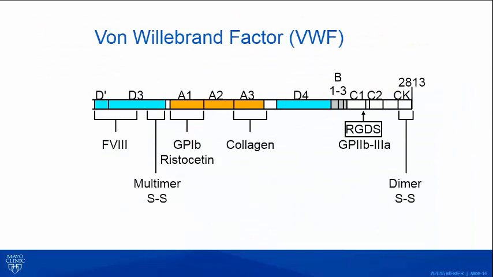So switching gears to von Willebrand factor, this is a multimeric protein, as I just mentioned, and it contains multiple functional domains in its monomer. It has a factor VIII binding domain, platelet glycoprotein Ib binding site, collagen binding site, and also platelet glycoprotein IIb/IIIa binding site.